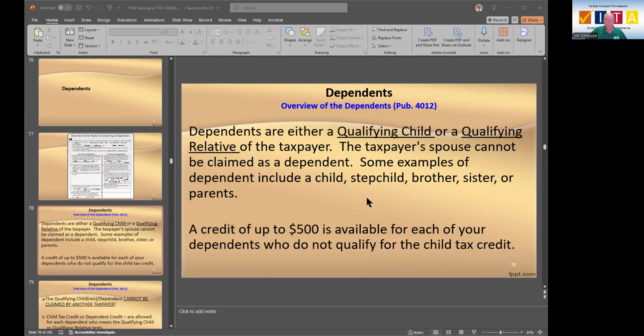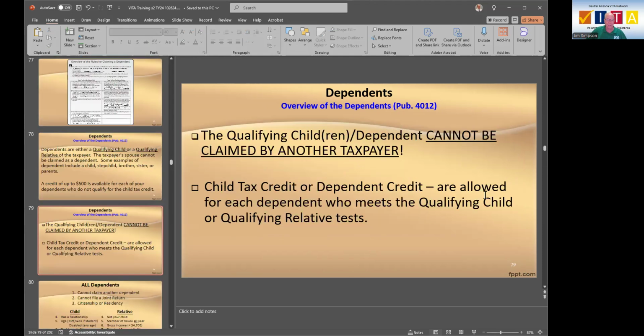If they are a qualifying child, they qualify for the child tax credit, which can be up to $2,000 per child. Pretty valuable tax credit. If not, if they're a qualifying relative, they can qualify for up to $500 for that. So that's the basic advantages of the two different types of dependents.